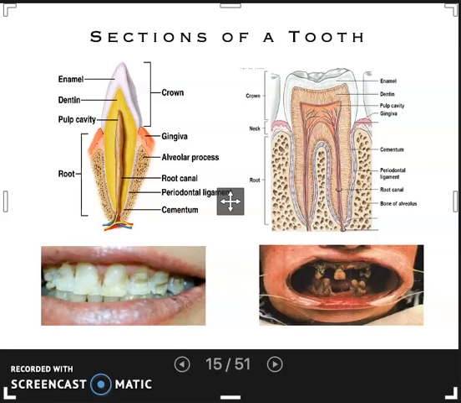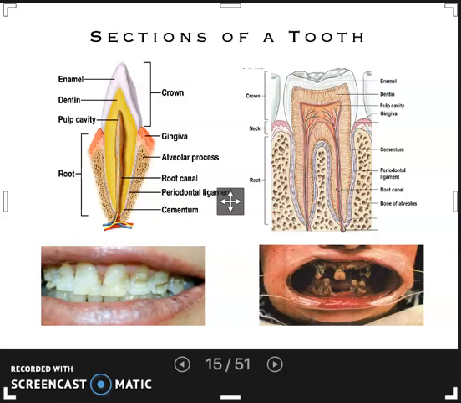Just beneath the enamel, we have the dentin. And at the center of the tooth, we have a pulp cavity that has a blood supply and nerve supply. And of course, the part of the tooth that emerges, that's covered with enamel, is called the crown. And below the gingiva, the gum, we find the root.